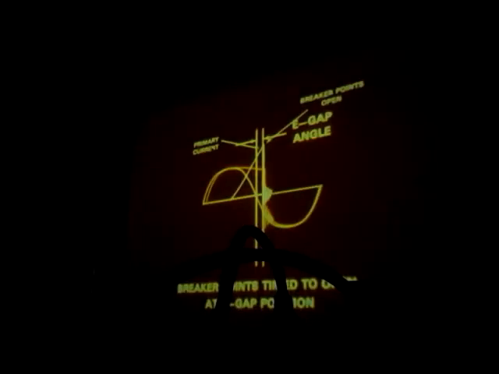To obtain the greatest rate of flux change, the breaker points must be timed to open at the exact instant the primary current reaches its maximum. The number of degrees the magnet rotates beyond its neutral position is known as the E-gap angle. It is at this E-gap position that the breaker points must be timed to open. This angle varies with the magneto design, but is specified by the manufacturer in his service information.